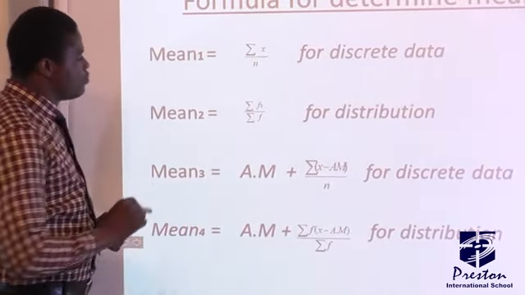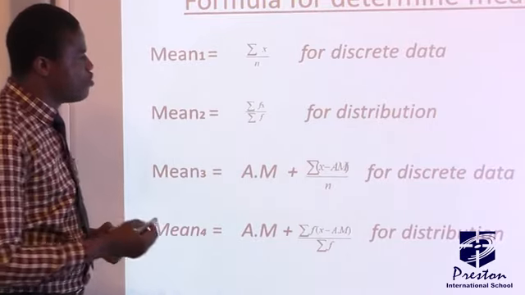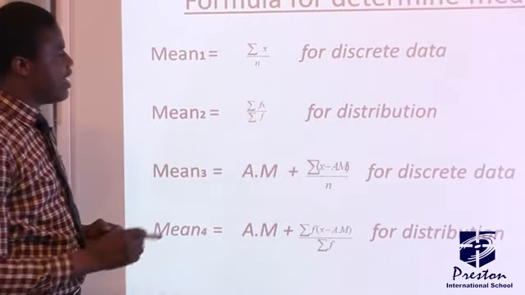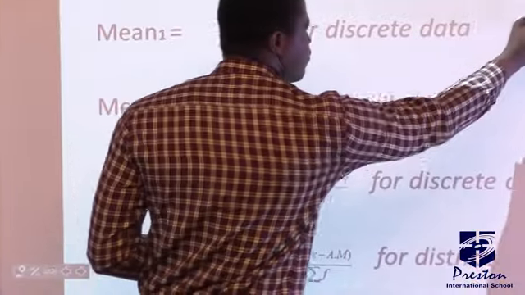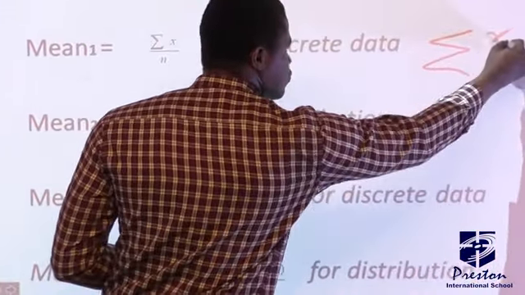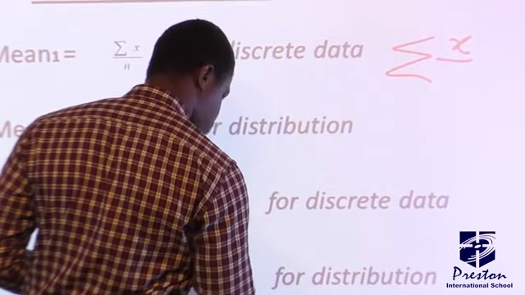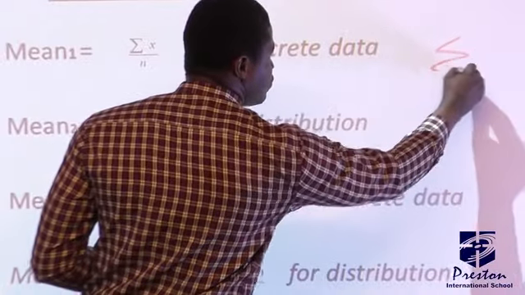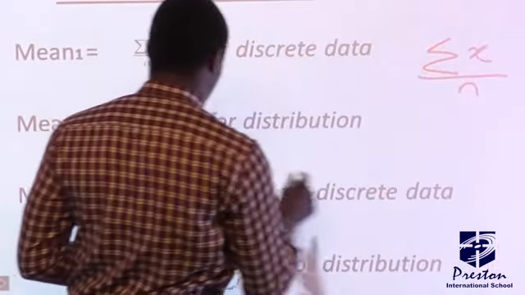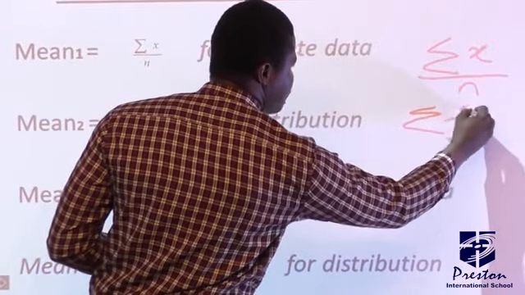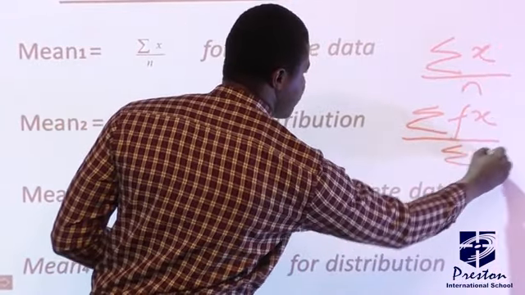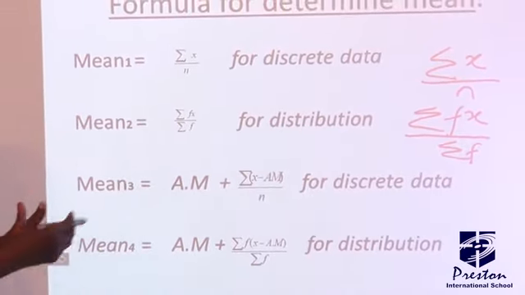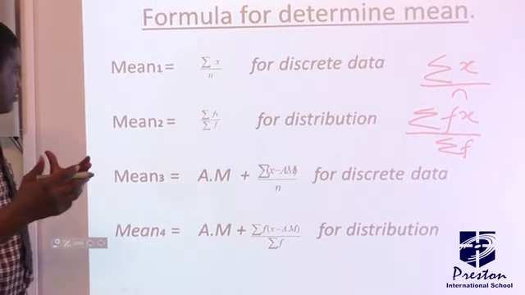We have mean 2, that is the formula for determining mean where you are dealing with a distribution. This is summation fx over summation f. Why is this one summation fx over summation f? Because this is for a distribution whereby we have frequency, that is the number of times each sample appears in that data.